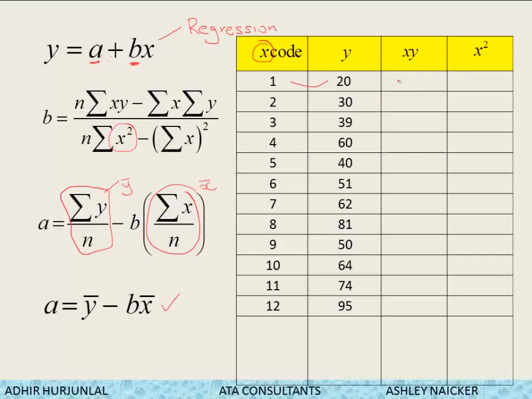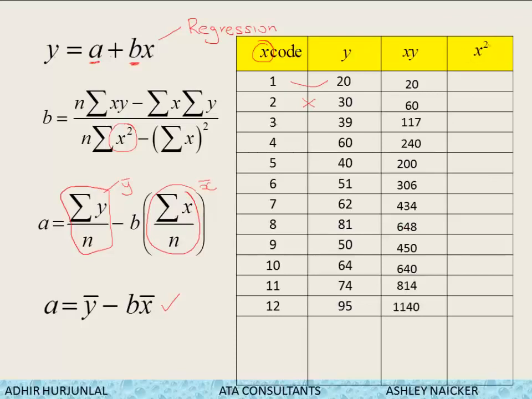1 times 20 gives me a value of 20. 2 times 30 is 60. 3 times 39 is 117. I'm sure by now you get the picture of what I'm doing. Monotonous, but at the same time, guys, you need to be accurate.